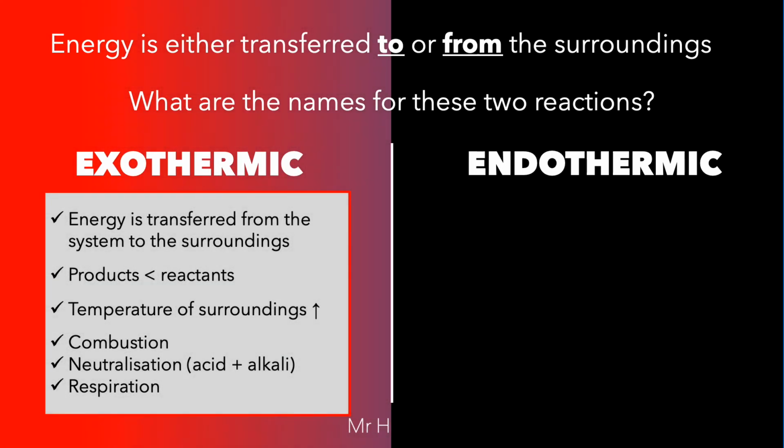So, exothermic reactions transfer energy from the system, so from the reactants and products, to the surroundings. The products have less energy than the reactants. That's because the reactants have transferred that energy to the surroundings. So the products have less energy than the reactants had. This means the temperature of the surroundings will go up. And some examples of this are combustion, we saw that where we were burning fuel, neutralization between an acid and an alkali, and respiration.